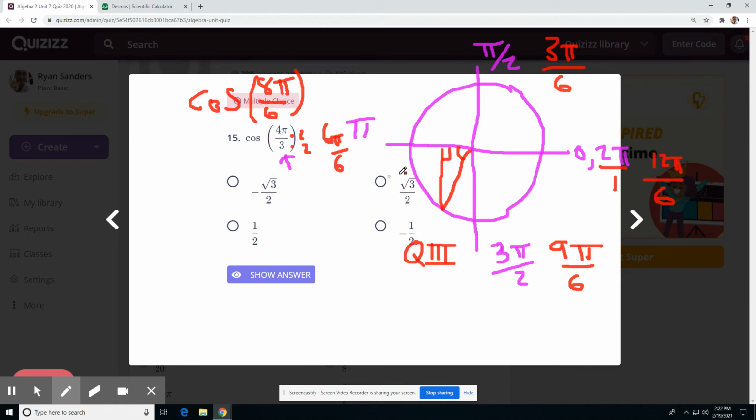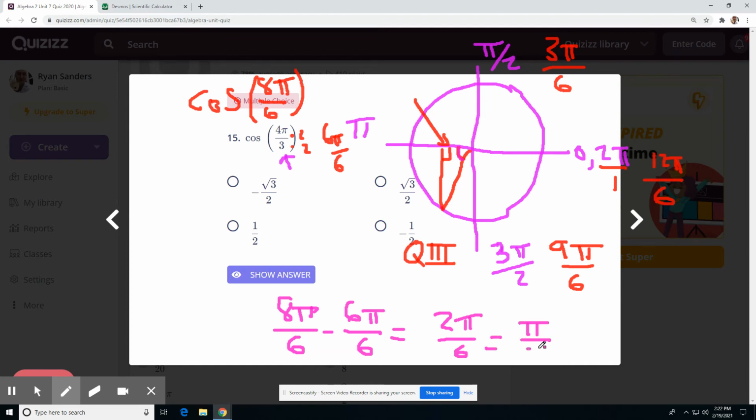So to do the reference angle, first we need to find this angle right here that we're talking about. This angle in pink. That's the one we need. And we're subtracting the 6 pi over 6 from it. So 8 pi over 6 minus 6 pi over 6. We already have a common denominator. Subtract the tops. That's 2 pi over 6, which turns into pi over 3. All right. Pi over 3 is one of our special right triangles.